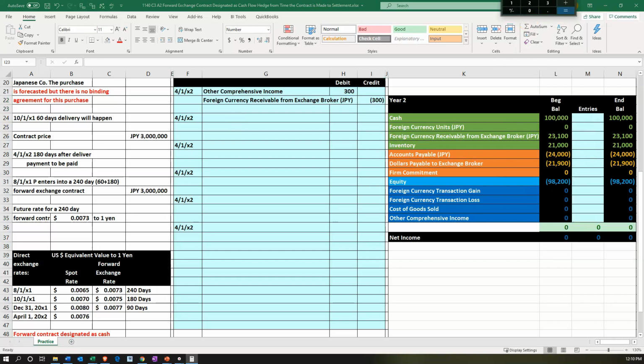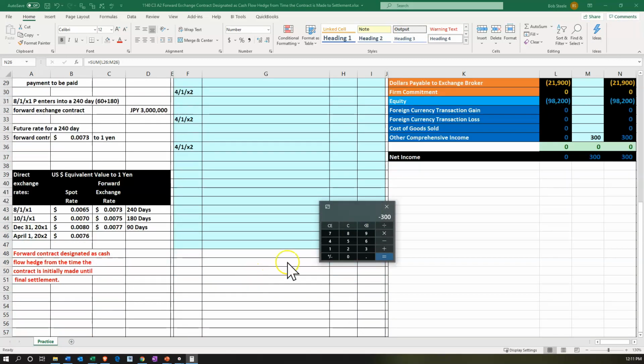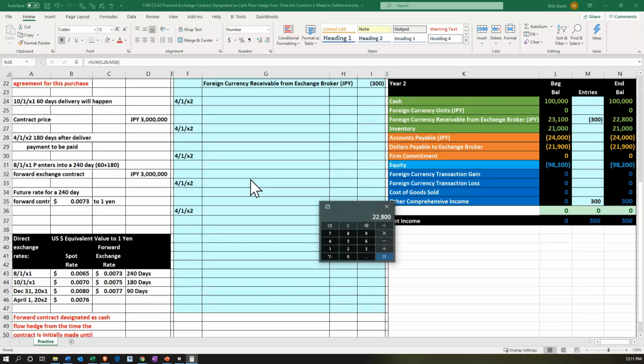Let's move the calculator out of the way and see if we can post this thing out. Other comprehensive income is going to be on down here. We'll pick up that $300 debit. Then we've got the foreign currency receivable here. This is going to be equal to that amount. There's the 22.8. We're going to see that a lot. Let's once again calculate the 22.8, which is going to be the 3 million times the 0.0076. So there's the 22.8 once again.